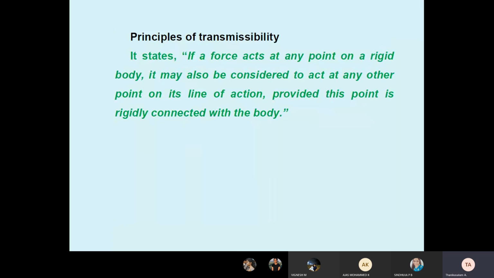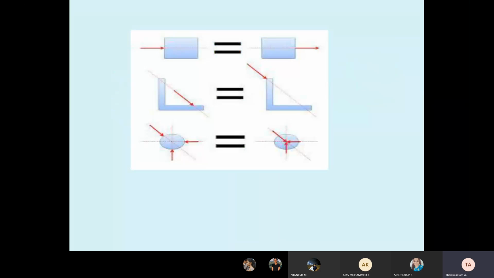Okay. Then we started the principle of transmissibility. If I apply a force on this body, I can transmit the same force to another point, and it gives the same effect. This is called the principle of transmissibility. See the first diagram. I apply the force on the left side, on the same line of action. Now I replace the same force on the front side, but it gives the same effect. This is called the principle of transmissibility.